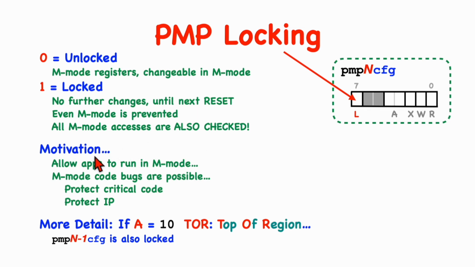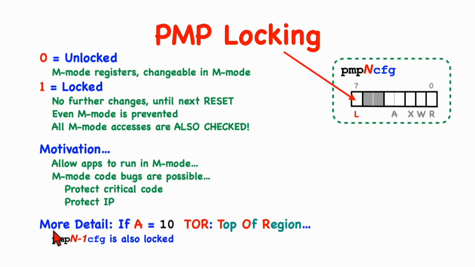So how could this functionality be used? Well, maybe the system needs to allow some untrusted code to run in machine mode. The trusted code might be able to use locking to enforce some degree of security against both buggy code and malware. So this mechanism might be used to try to protect critical code from being corrupted. It might also be used to protect software that is considered to be intellectual property and make it tougher for people to read or modify.